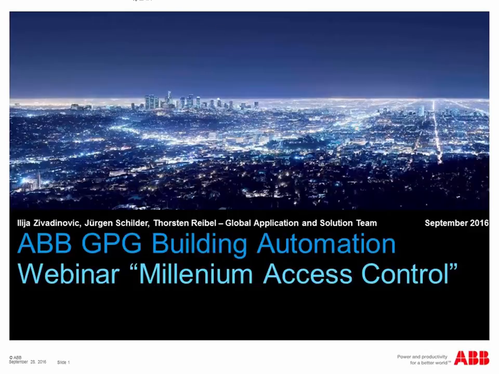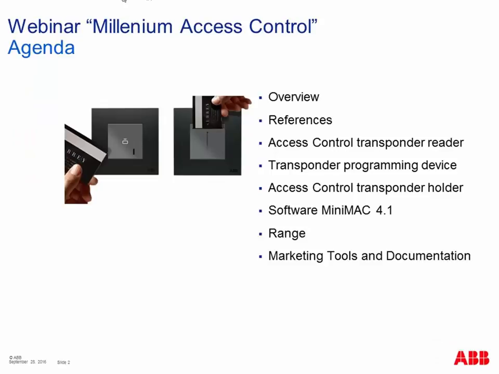Let's have a look at the agenda. What is planned for today within the next hour? We will give you first of all an overview of the system, and as mentioned, some reference projects. The hardware of the system consists of more or less 3 components: the Access Control Transponder reader, then we need a programming device, and additionally the Access Control Transponder holder or card holder. And to this system belongs the software, MiniMAC, which allows you to program the solution.